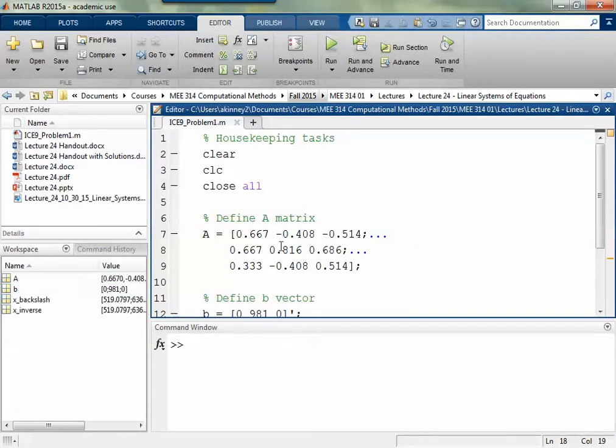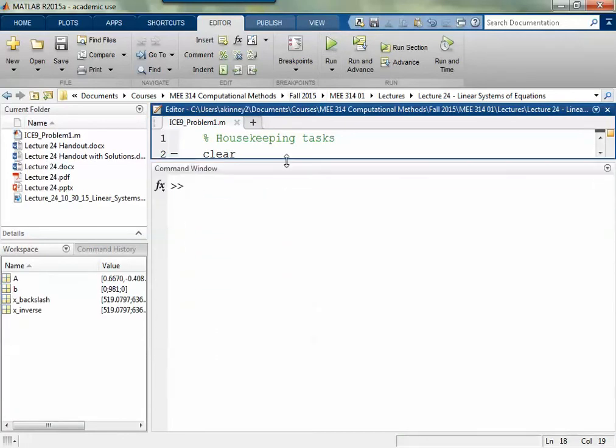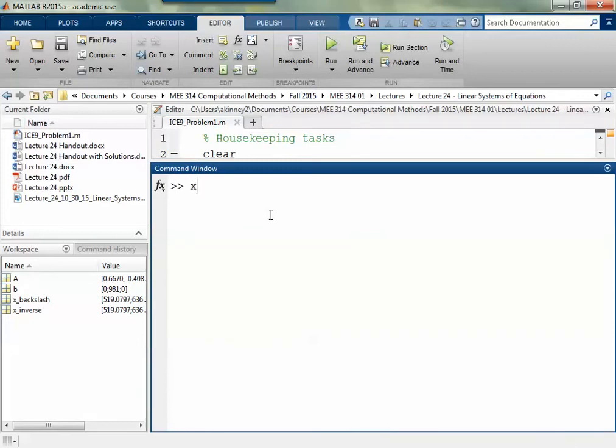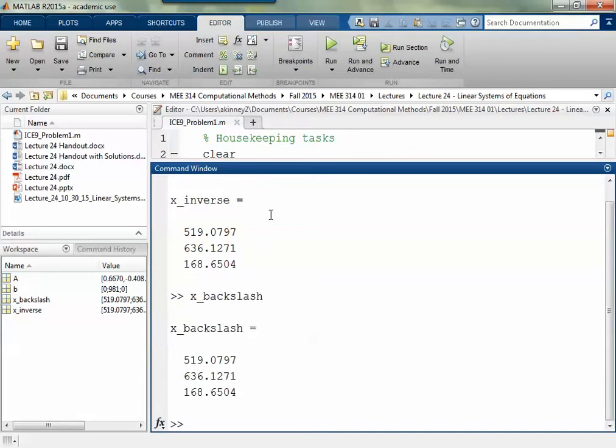If we run this, I didn't do any display, but I'm just going to quickly display these two x variables in the command window, so x inverse and my x backslash. Thankfully, we got the same answer from both of them. We should always get the same answer from both of them unless we've screwed something up or MATLAB has some sort of issue with it.